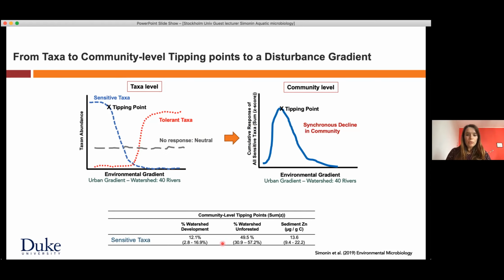And so what we found with these results is, when we look just at the sensitive taxa, we found that their tipping point at the community level was around 12% of watershed development. It's actually very low. It means that they are quite sensitive to urbanization. And if we look from a different point of view, from the forested land, so if the change point is around 50% of unforested land, and the sediment is 13 microgram per gram of zinc. So just to give you an example of potential application and information we can get from this taxa and community level analysis.